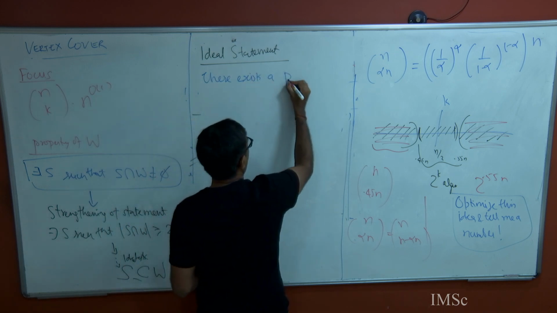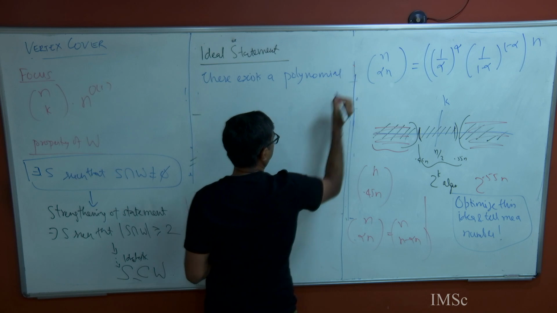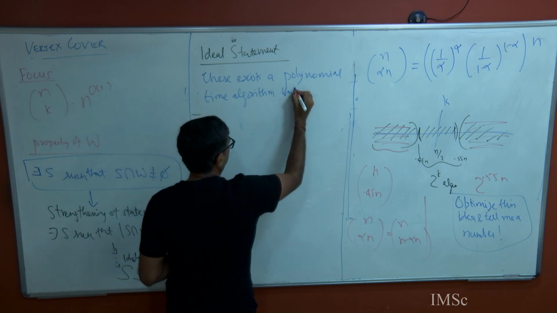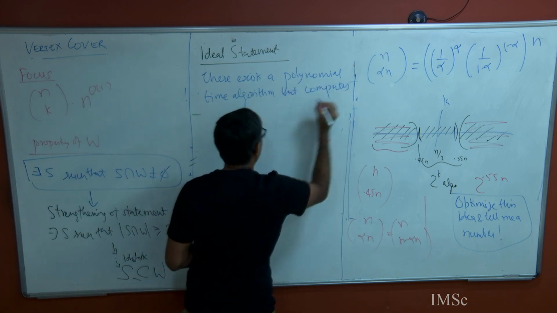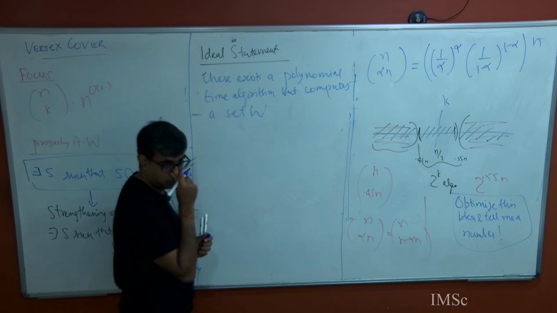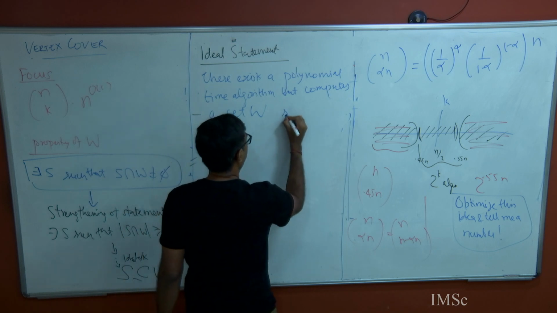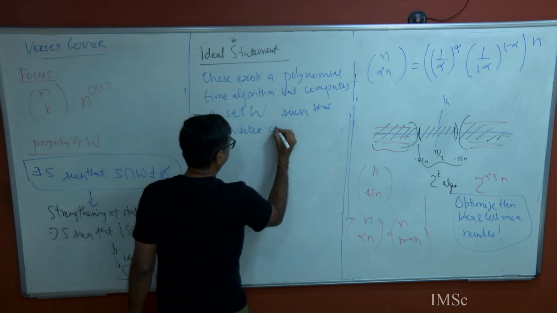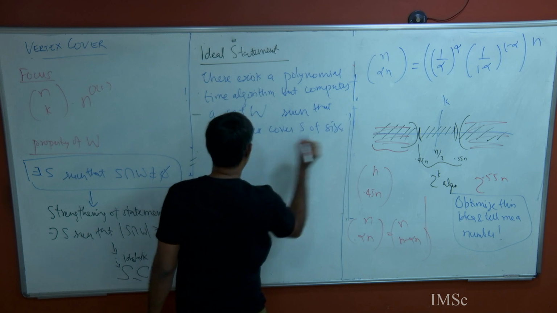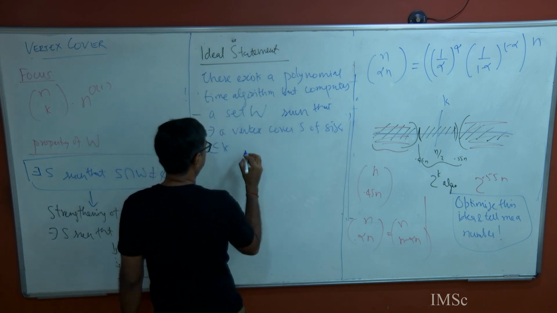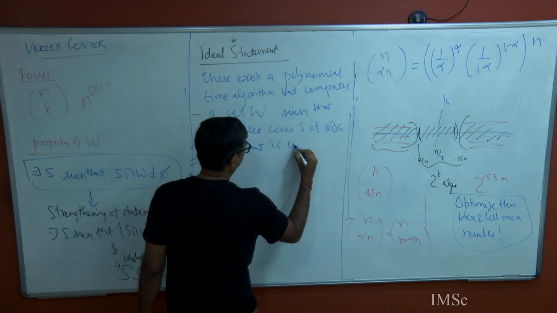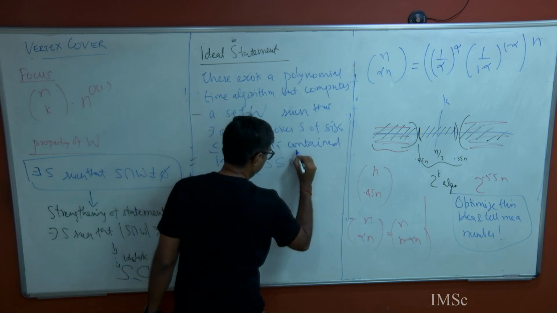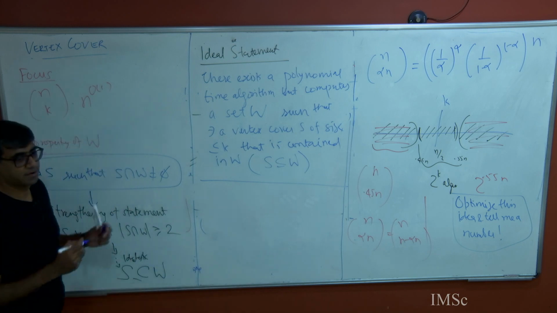There exists a polynomial time algorithm that computes a set W such that there exists a vertex cover S of size at most k such that S is contained in W. This is my ideal statement.